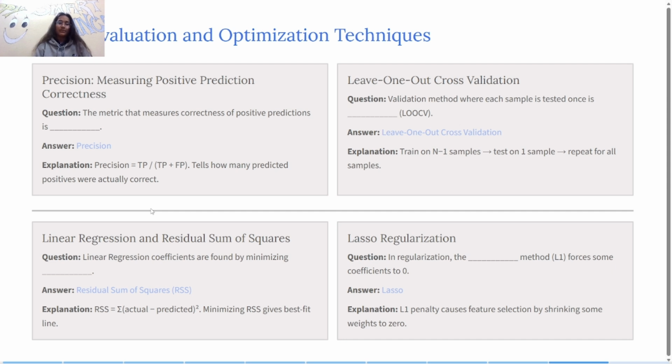Validation method where each sample is tested once is blank. Leave-one-out cross validation, LOOCV. It trains the model on n-1 samples and tests on the remaining one, and repeats for every sample. So the blank is leave-one-out cross validation.